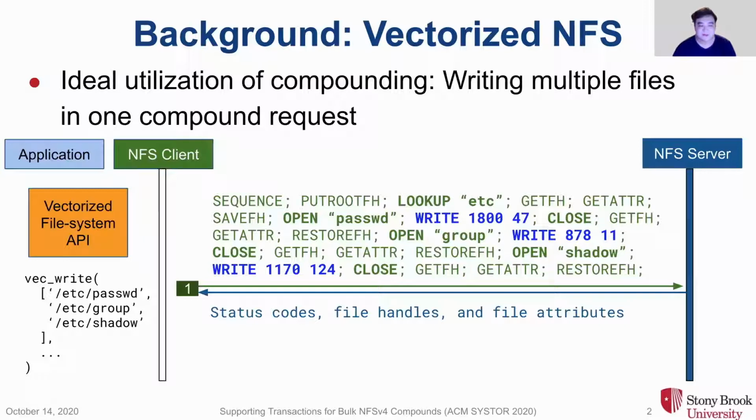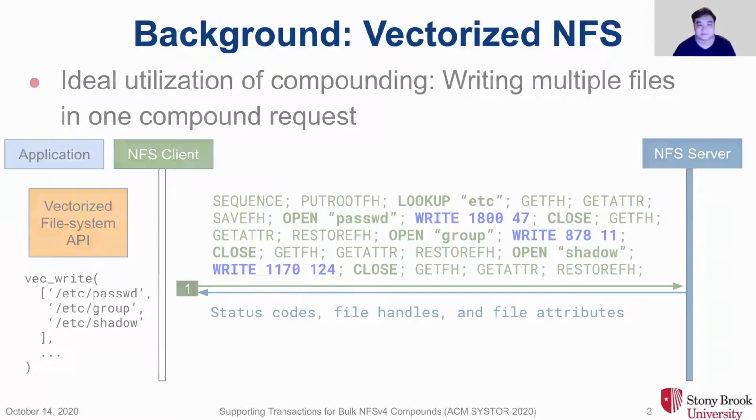To write files, we should first use lookups to navigate the current working directory, and then open, write, and close the files. Thanks to compounding, we can issue these operations all at once to the server and only have to pay one round-trip latency. A previous work in our lab called VNFS is a solution that provides a set of vectorized I/O APIs to allow operating multiple files at one time and translates vectorized operations to larger compounds.